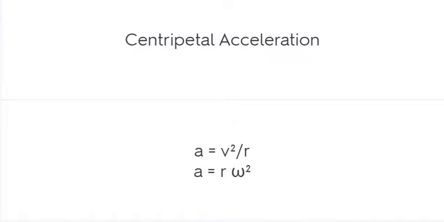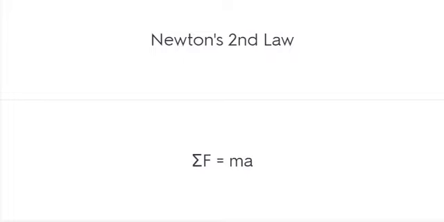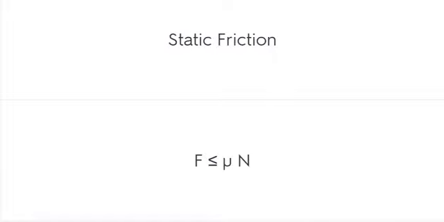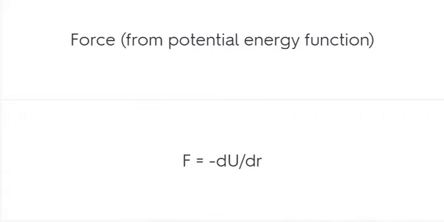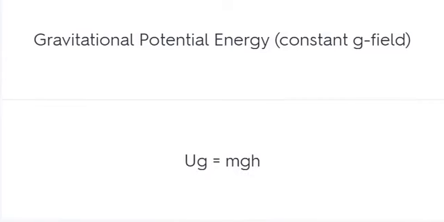Centripetal acceleration: a equals v^2 over r, or a equals omega^2 r. Newton's second law: F equals ma. Weight: Fg equals mg. Static friction: f less than or equal to mu n. Kinetic friction: f equals mu n. Work: W equals Ft cos theta. Force: F equals dp/dt. Gravitational potential energy: U equals mgh.